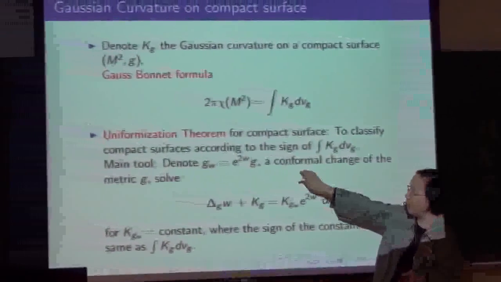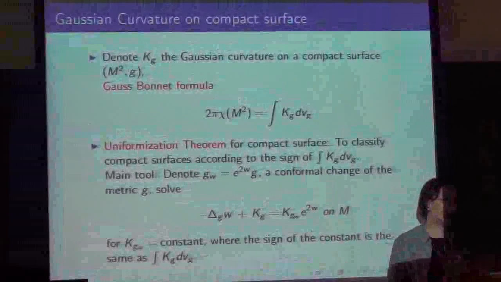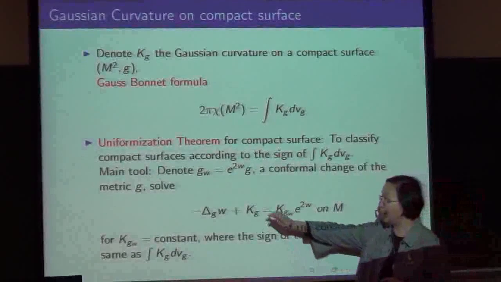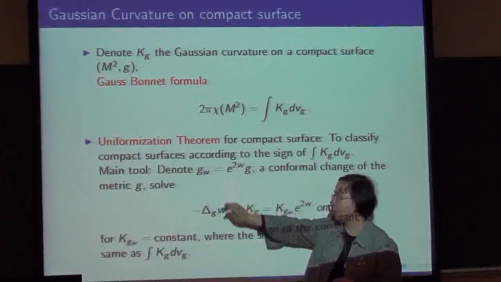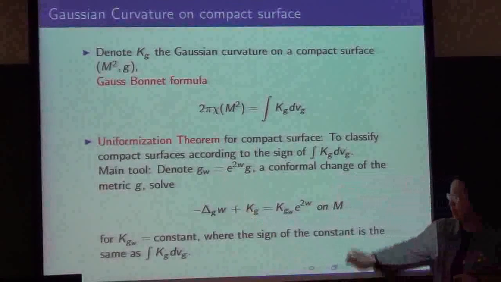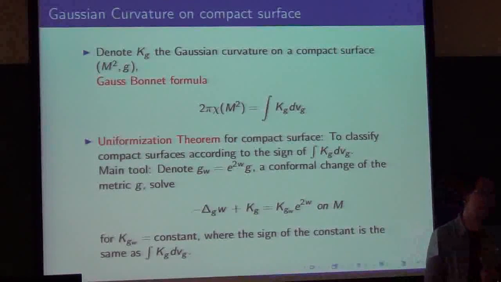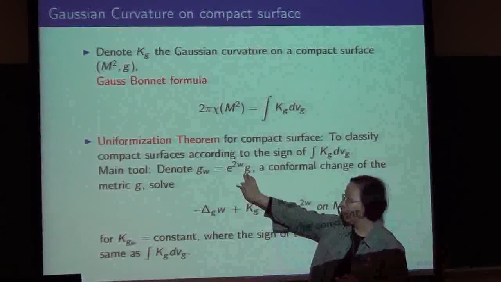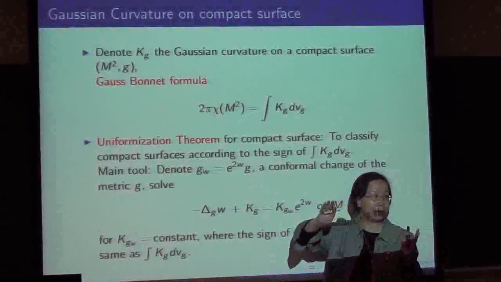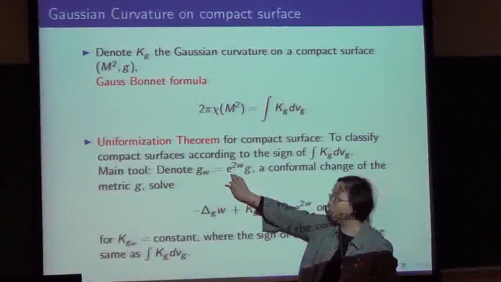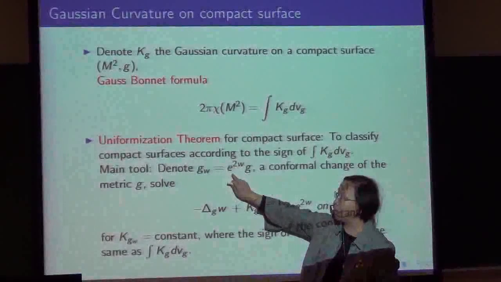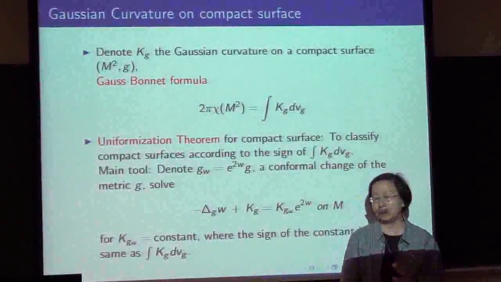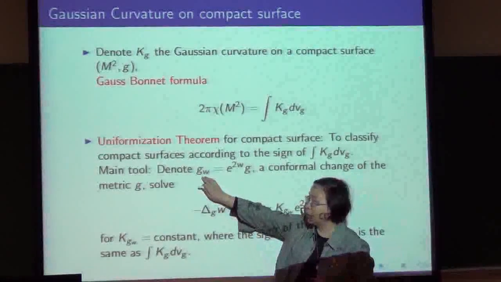Actually, you can not only classify according to homeomorphism type, you can actually classify according to diffeomorphism type. To see that, you need to use more analysis. So there is this equation called the prescribing Gaussian curvature equation. That is, given a metric g on the surface, you try to deform the metric by multiplying it by a positive function. To emphasize it's a positive function, I denote it by e to the w. And I call the new metric g_w.